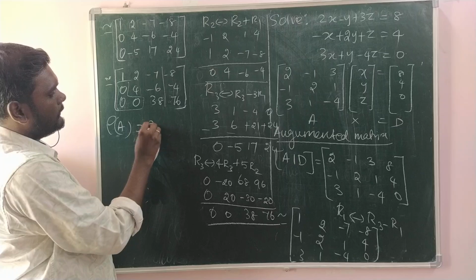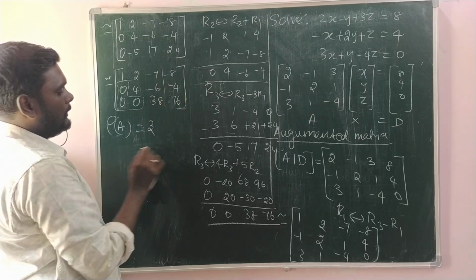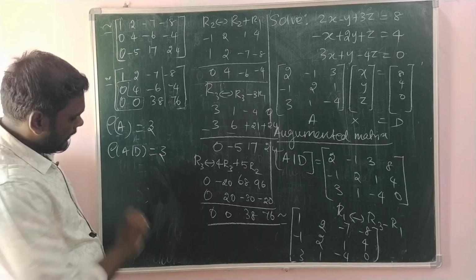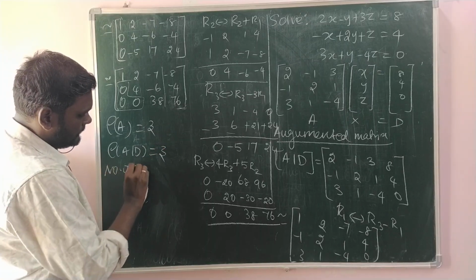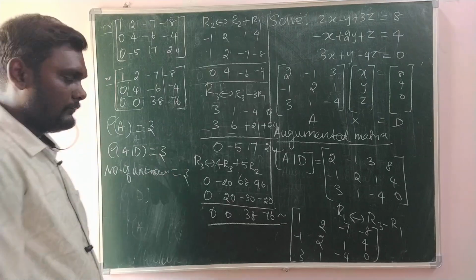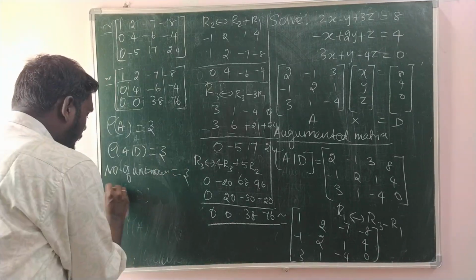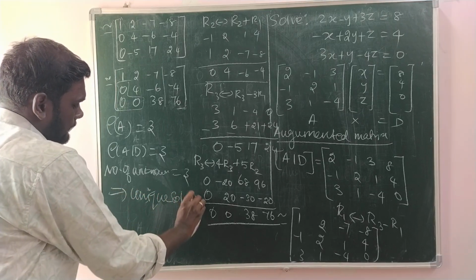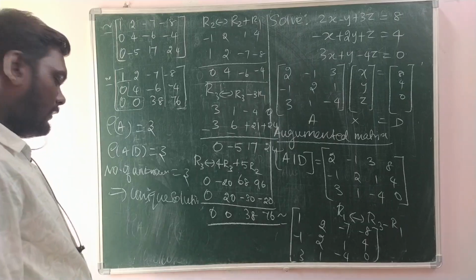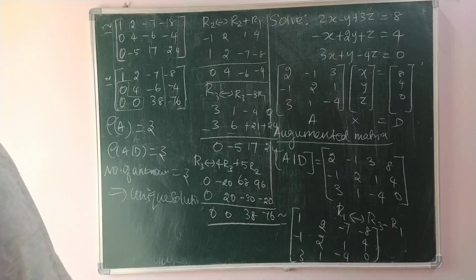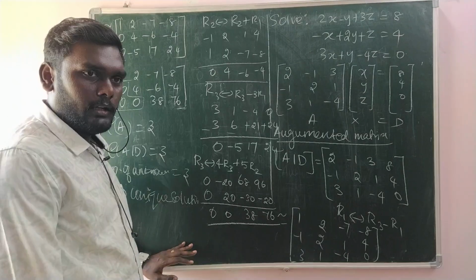Rank of A is what? 3, that means this alone. Now rank of the augmented matrix, that is also 3. Number of unknowns, all of them are equal. So it is having a unique solution. Everything will be 3. Sometimes rank will become 2, right? Okay. So up to this you got it right.